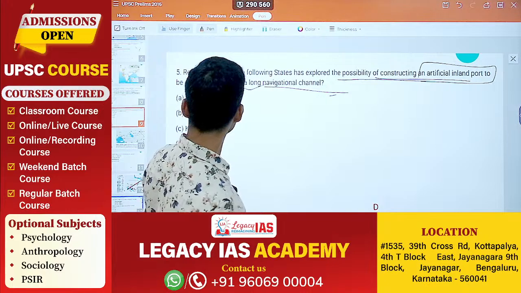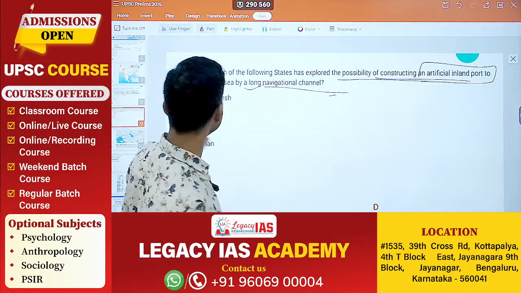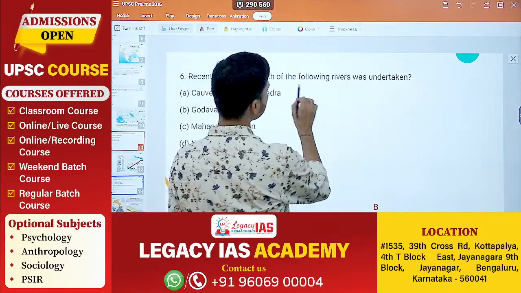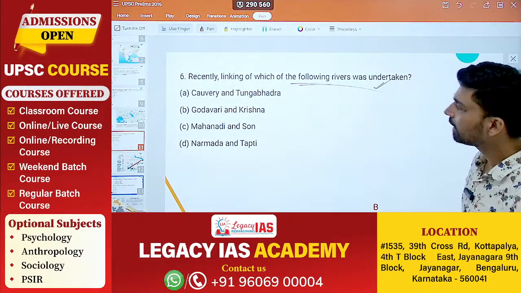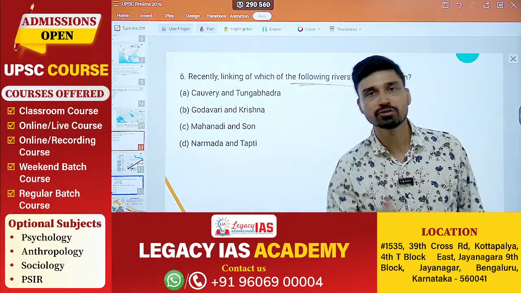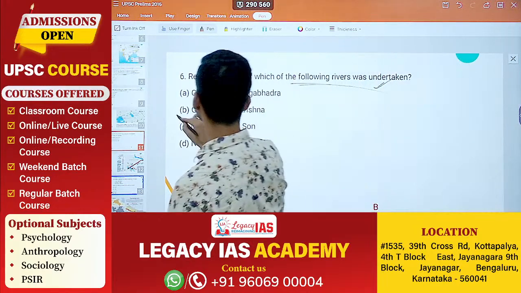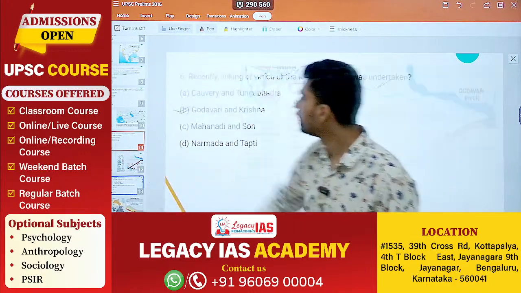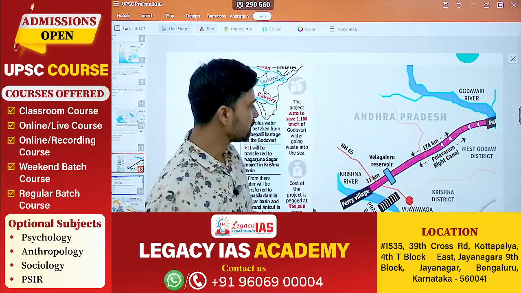So the correct answer obviously is Rajasthan, which was exploring the possibility of constructing this artificial inland canal in India. Again, a question has been asked about the river system itself. Recently, linking of which of the following rivers was undertaken? So in 2016, the first river interlinking project where connectivity was ensured between river Godavari and river Krishna. KG river linking was something that was undertaken, and this is something that we can describe from the map here as well.